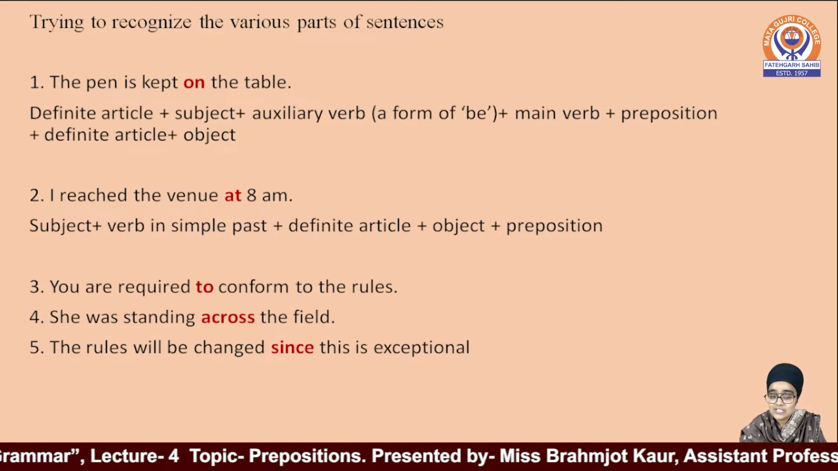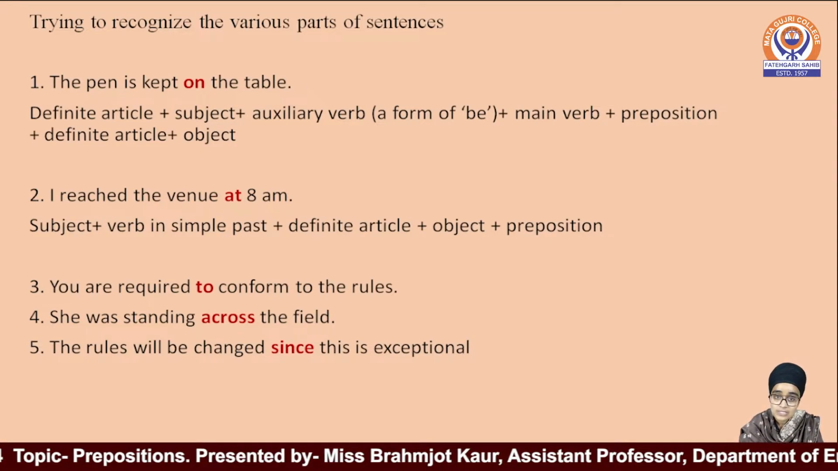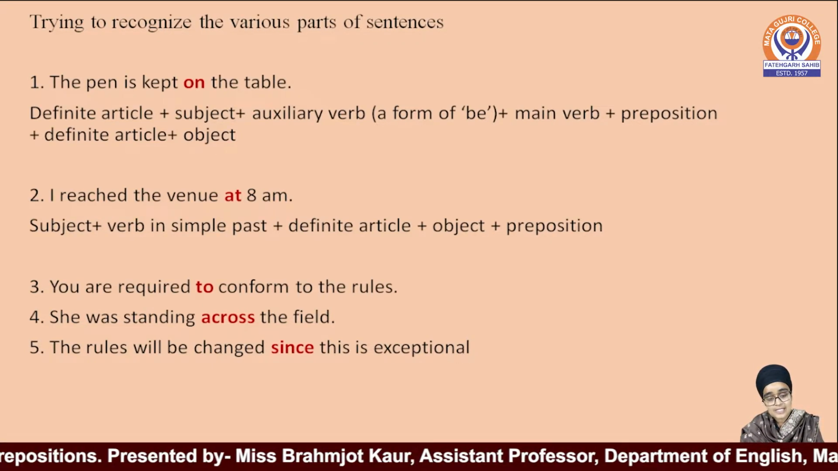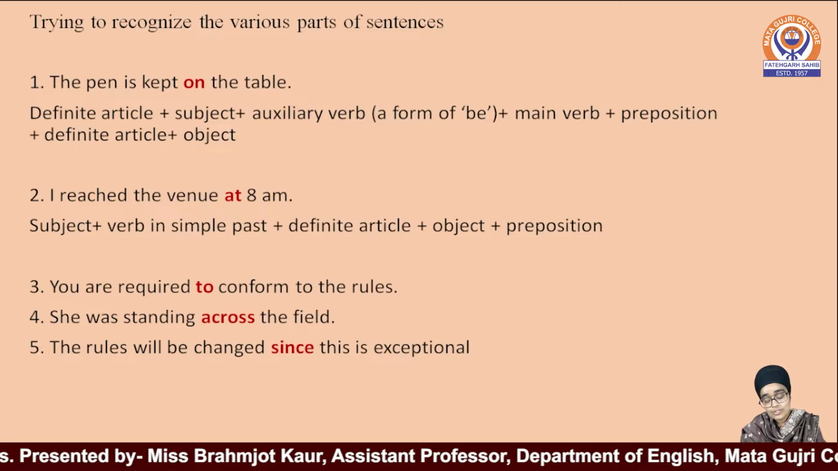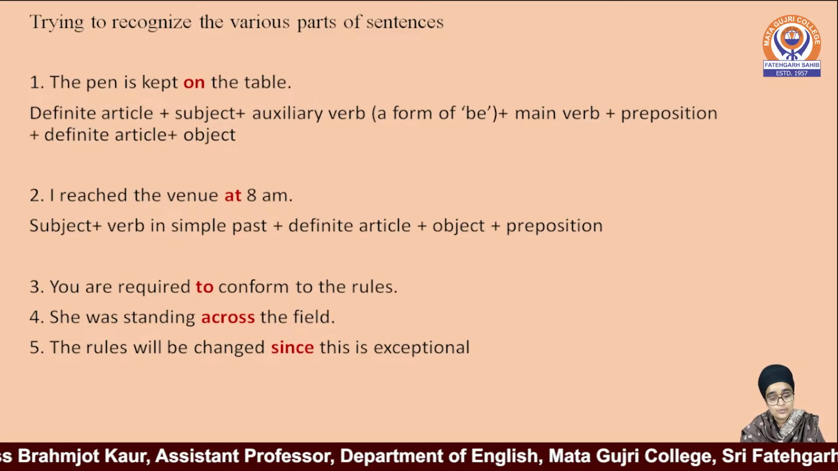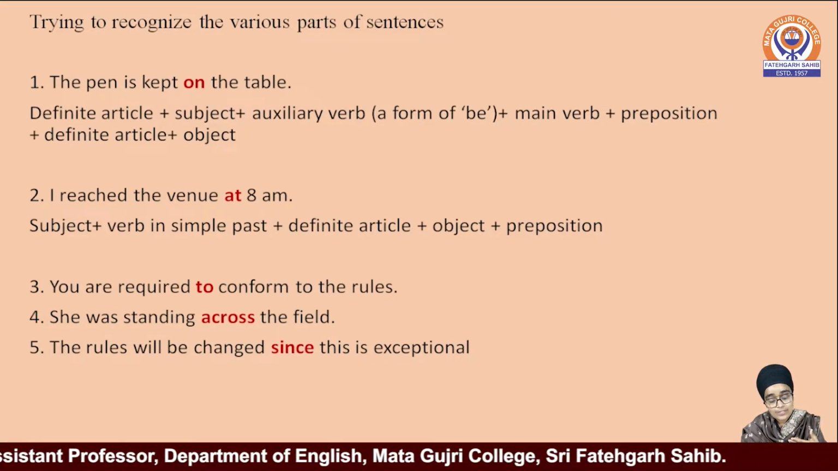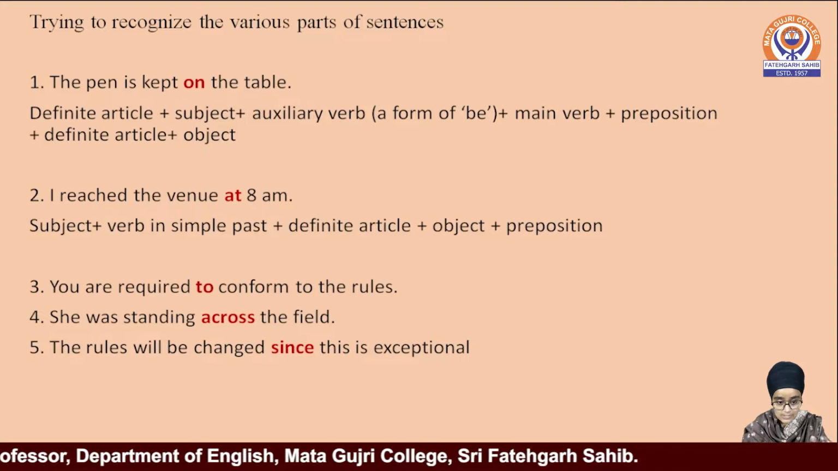Second, I reached the venue at 8 a.m. So I becomes the subject, the noun, the person being talked about. Reached is the simple past form of the main verb, reach. Then the is the definite article, venue is the object, and at again is the preposition. Try doing the same for the next 3 sentences given on the screen.